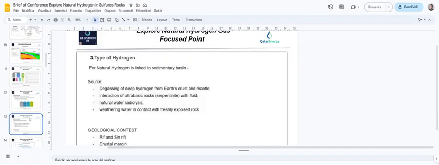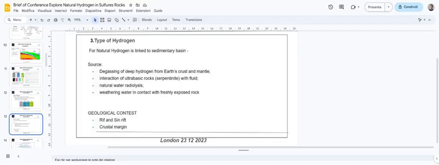Natural hydrogen is also linked to sedimentary basins, in particular some types of sedimentary basin with sulfurous rock; degassing of deep hydrogen from the Earth's crust and mantle; interaction of ultramafic rocks, serpentinite, with fluids; natural water radiolysis; and weathering of water in contact with freshly exposed rock. The typical geological context is crustal margins and rifts.